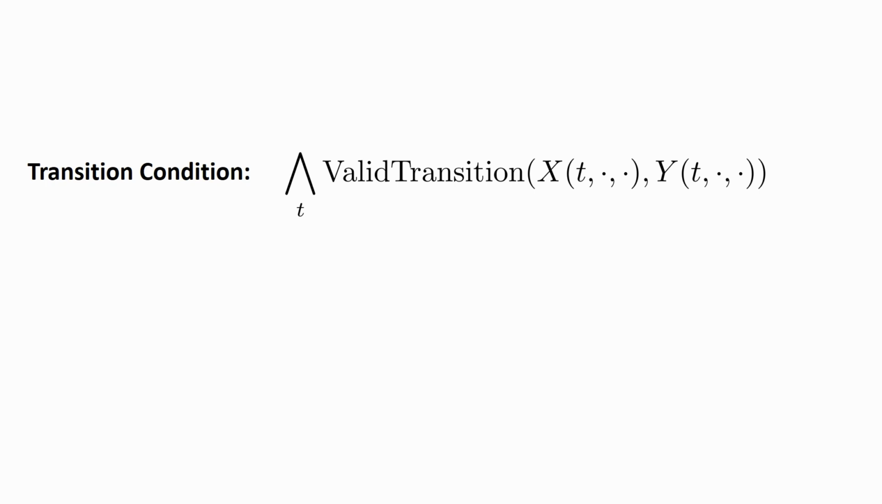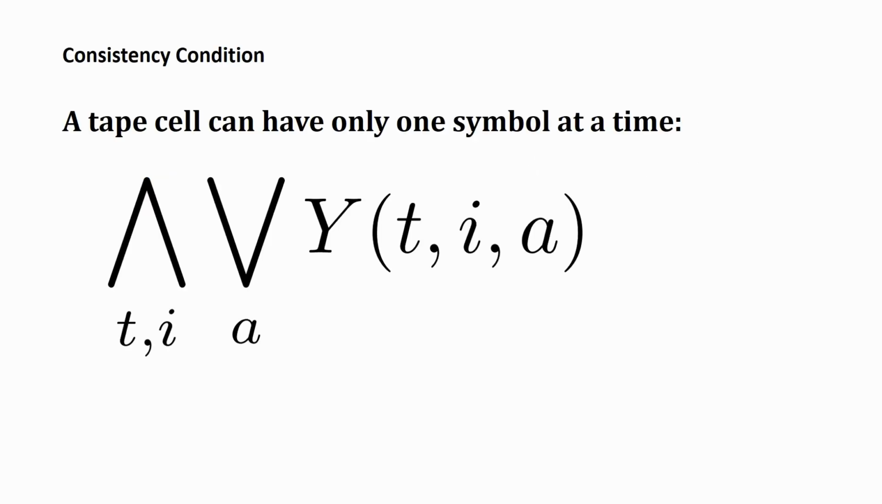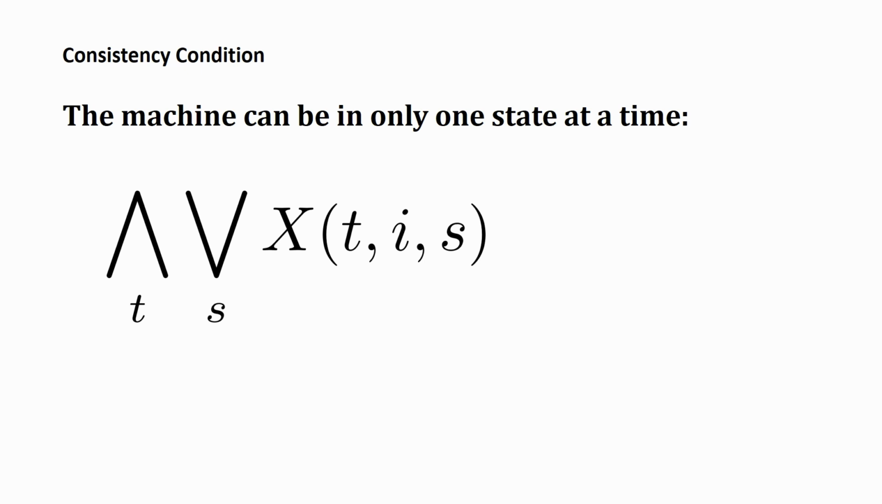3. Consistency. Consistency is critical. It ensures that the encoding doesn't break the rules of logic. For instance, a tape cell can only hold one symbol at a time. The machine can only be in one state at any time step. These constraints make sure the computation is well defined at every step.